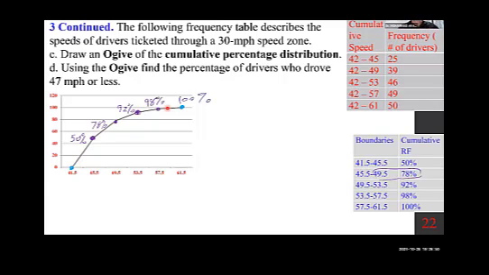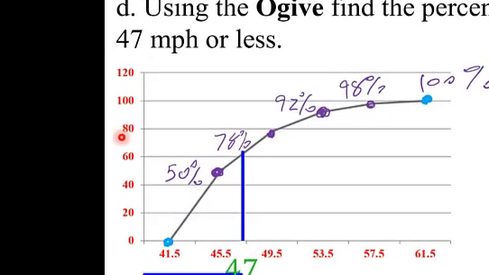So what are they good for? Using the ogive, find the percentage of drivers who drove 47 miles per hour or less. So this is what it's good for. Along the horizontal axis, locate this number, 47. Draw a vertical line until it hits the curve, and draw a horizontal line until it hits your vertical axis, and then you read this number, which is about 60-61%.